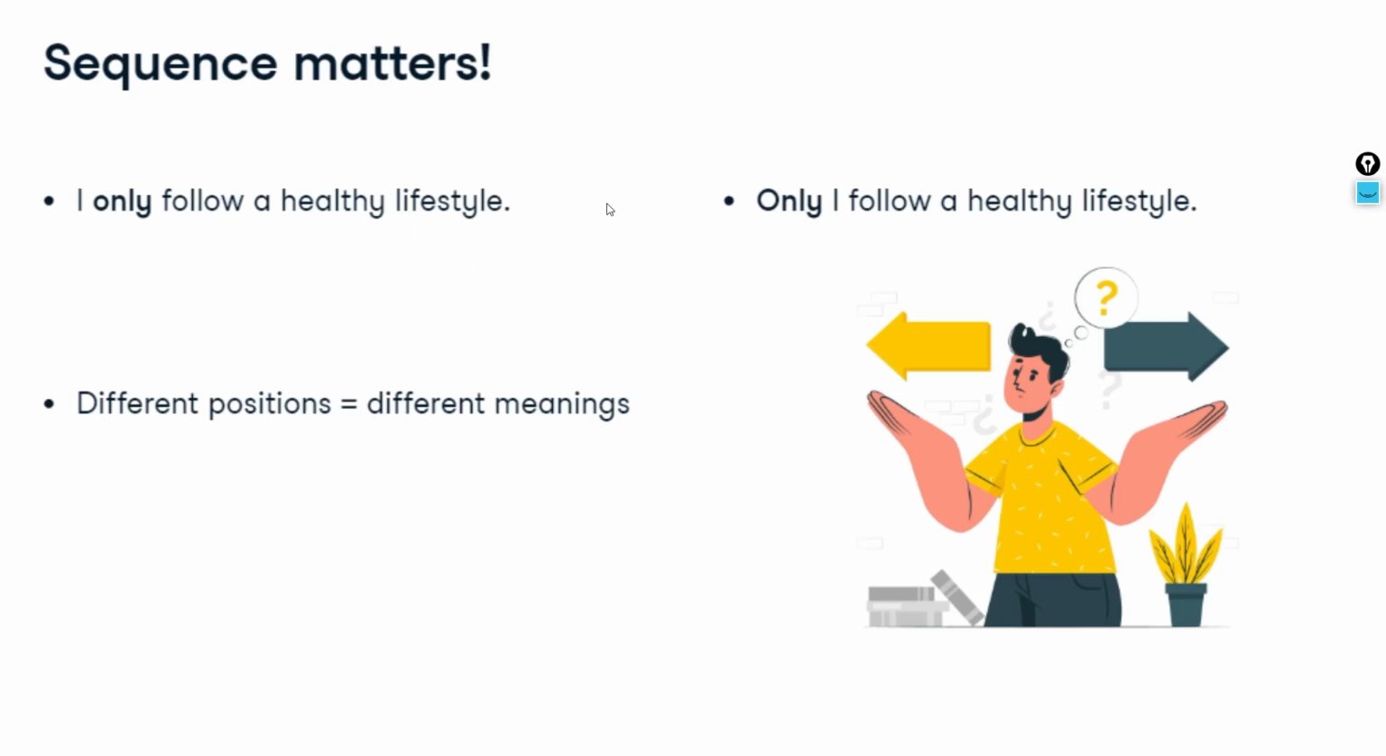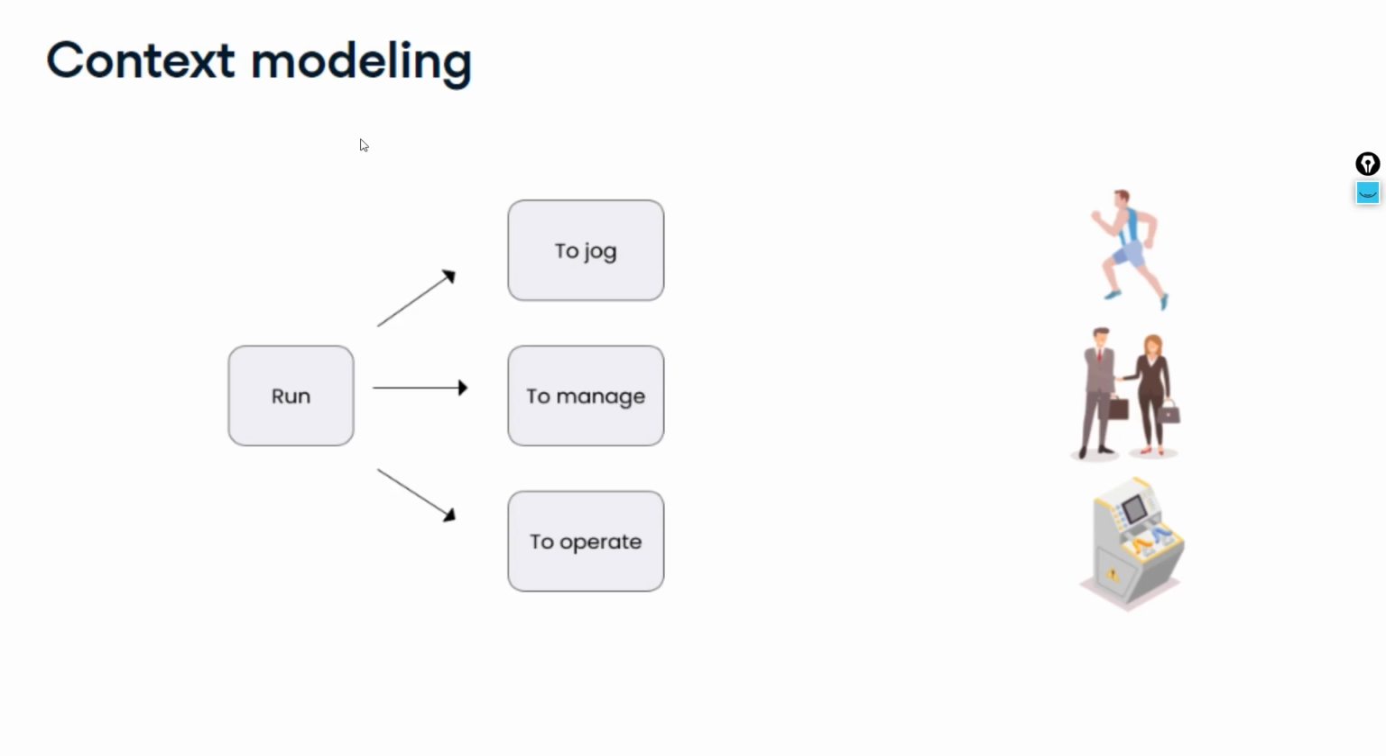So we have the different meanings, so that's why the sequence matters. The LLMs have to capture these particular sequences as well. So next is context modeling.